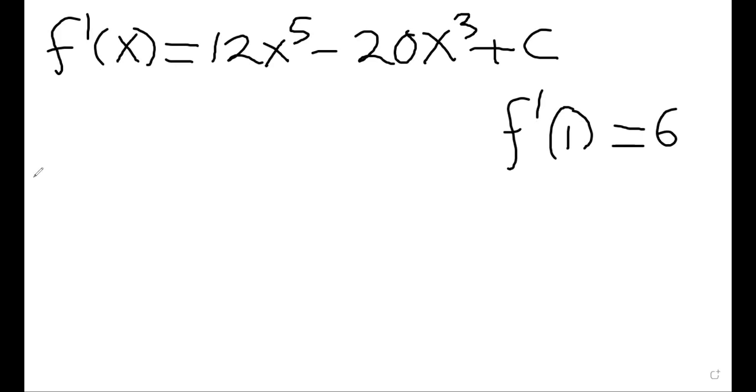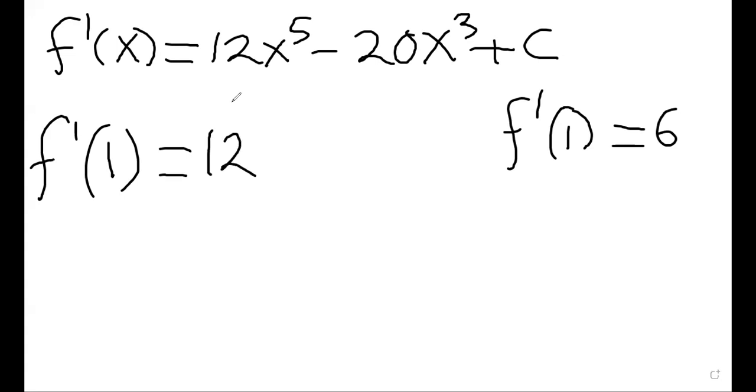When we replace x with 1, 1 to the power 5 is just 1. So the answer here will be 12, and then minus 20, and then plus c. So this is our f prime when x is 1. But now we are given the actual value: f prime of 1 is equal to 6. So you get this 6 and replace it here.